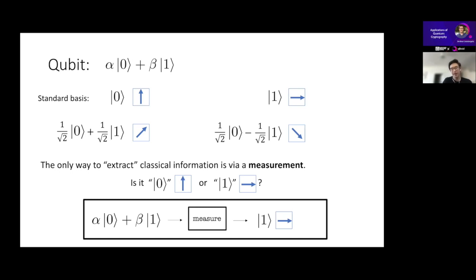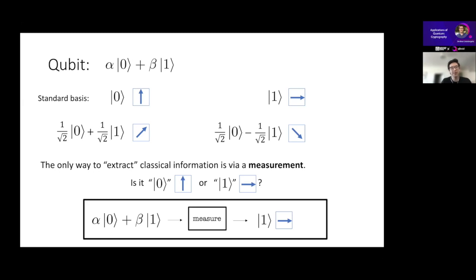Okay, so you can pick any other choice of axis, for example, the pair of axes pointing to the 45-degree angle and the minus 45-degree angle. And if you ask the question, are you 0 or 1, then the post-measurement state will be one of those two vectors. So there's nothing special about any particular set of axes that we pick.